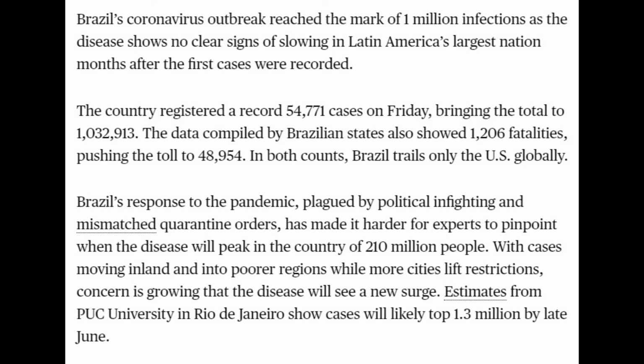Brazil's response to the pandemic, plagued by political infighting and mismatched quarantine orders, has made it harder for experts to pinpoint when the disease will peak in a country of 210 million people. With cases moving inland and into poorer regions while more cities lift restrictions, concern is growing that the disease will see a new surge. Estimates from the PUC University in Rio de Janeiro show cases will likely top 1.3 million by late June.